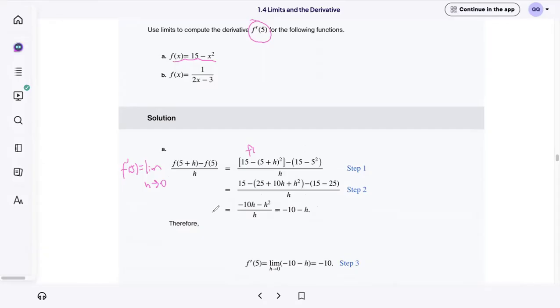Right? Now we take the limit, we push h to be 0. So what happens? If h is 0, negative h is 0, we get negative 10. So that is a derivative, right? You see the two variables have a negative relationship because it's a negative number. The slope of the tangent line goes this way.